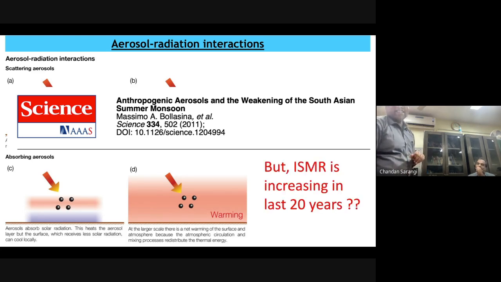But I will say that in the last 20 years it has again changed. ISMR is now increasing. I am just trying to say that it is just one process which was explaining them, and as we go I will keep introducing new processes that we have learned in the last 20 years, and the net result of rainfall is the inclusion of all those processes, right?